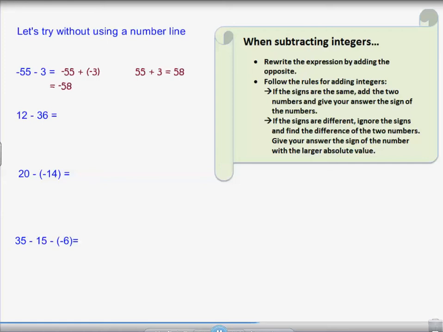For the next example, 12 minus 36, I'll start by rewriting that as adding the opposite. So that'll be 12 plus negative 36. Since the signs are different now, I want to subtract the two numbers and then keep the sign of the number with the larger absolute value. So 36 minus 12 is 24, and since 36 has the larger absolute value and it was a negative number, my answer is actually going to be negative 24.